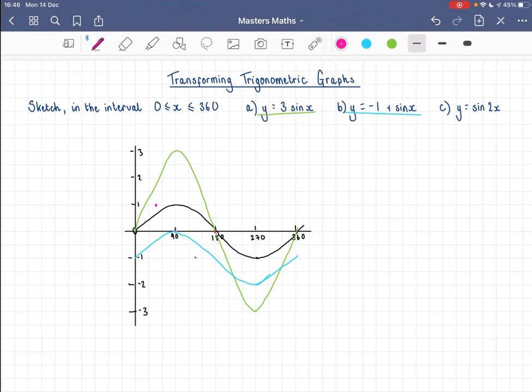So it's starting to look something like this. So we are getting double the amount of wave for what we had before, because we have halved the length of it in the x direction. And I'm going to continue that. So it's going to go there, here, and then back up. So like so.